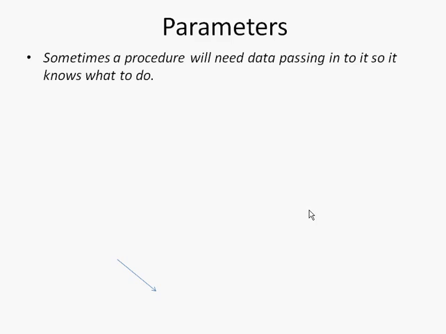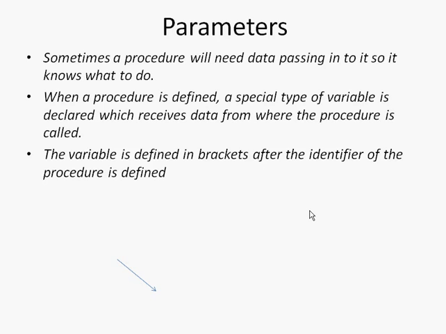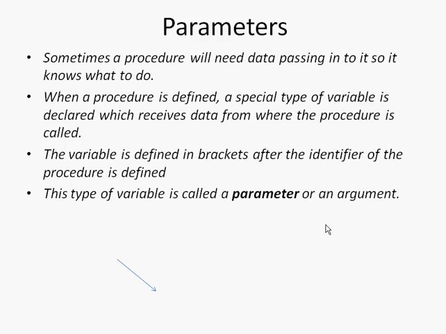Before we look at functions, another important part of subroutines is something called parameters. Now we're going to define parameters, then we're going to look at an example. Sometimes a procedure will need data passing into it so it knows what to do. When a procedure is defined, a special type of variable is declared which receives data from whereabouts the procedure is actually called from. This variable is defined in brackets after the identifier of the procedure is defined. This type of variable is called a parameter, also known as an argument.